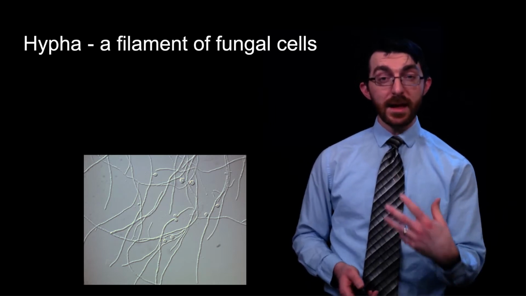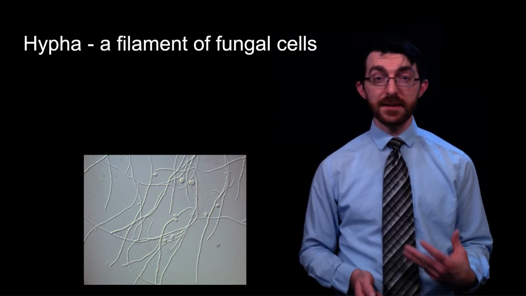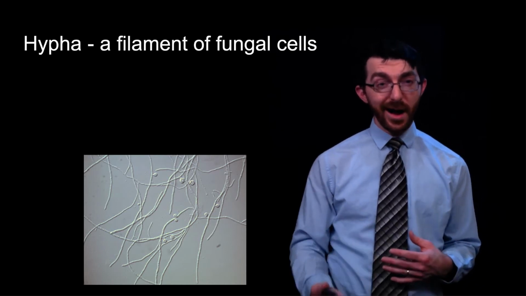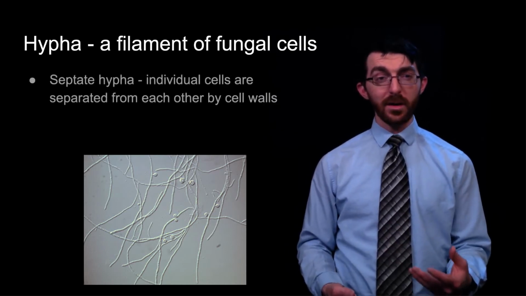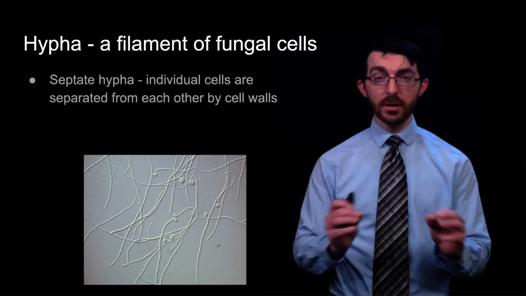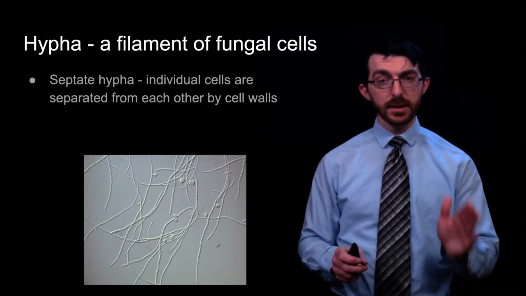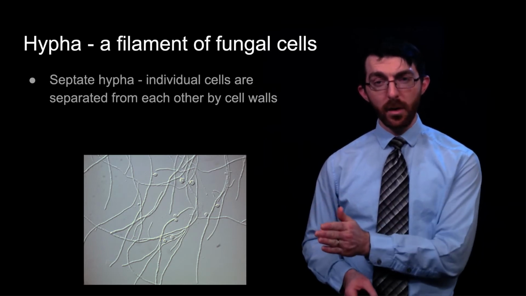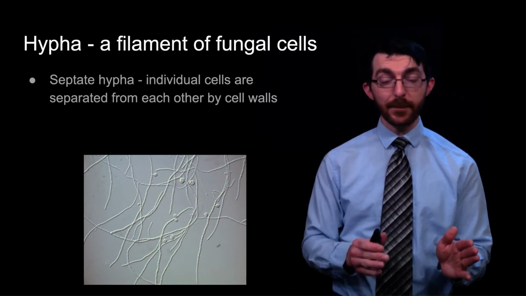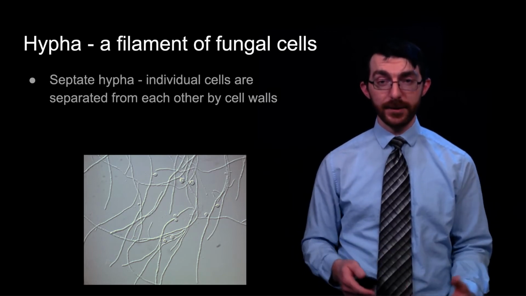The cells that make up the mycelium are called hypha, and they are best described as a filament, which is basically a long string. There are a couple different kinds of hypha, and one kind is called septate hypha. Imagine a long string of cells. If those cells are broken up by their cell walls, it would be like a long hallway of rooms, and every room is separated from the next room by a wall. That would be a septate hypha.